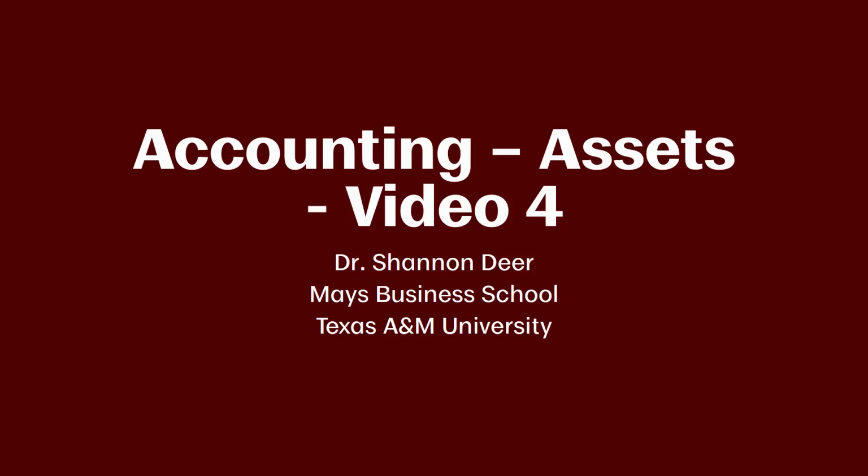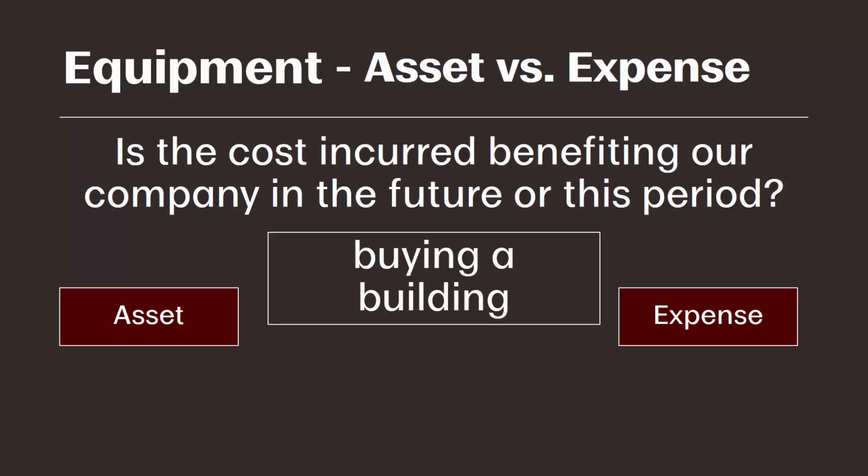When we buy a building or incur the initial cost for a building, we decide whether to record that cost as an asset or as an expense. In order to answer the question of whether we should record the purchase of a building as an asset or an expense, we need to ask ourselves, is the cost incurred benefiting our company in the future or in this period? We talked about this briefly in the first video where we started thinking about the future versus the current period.